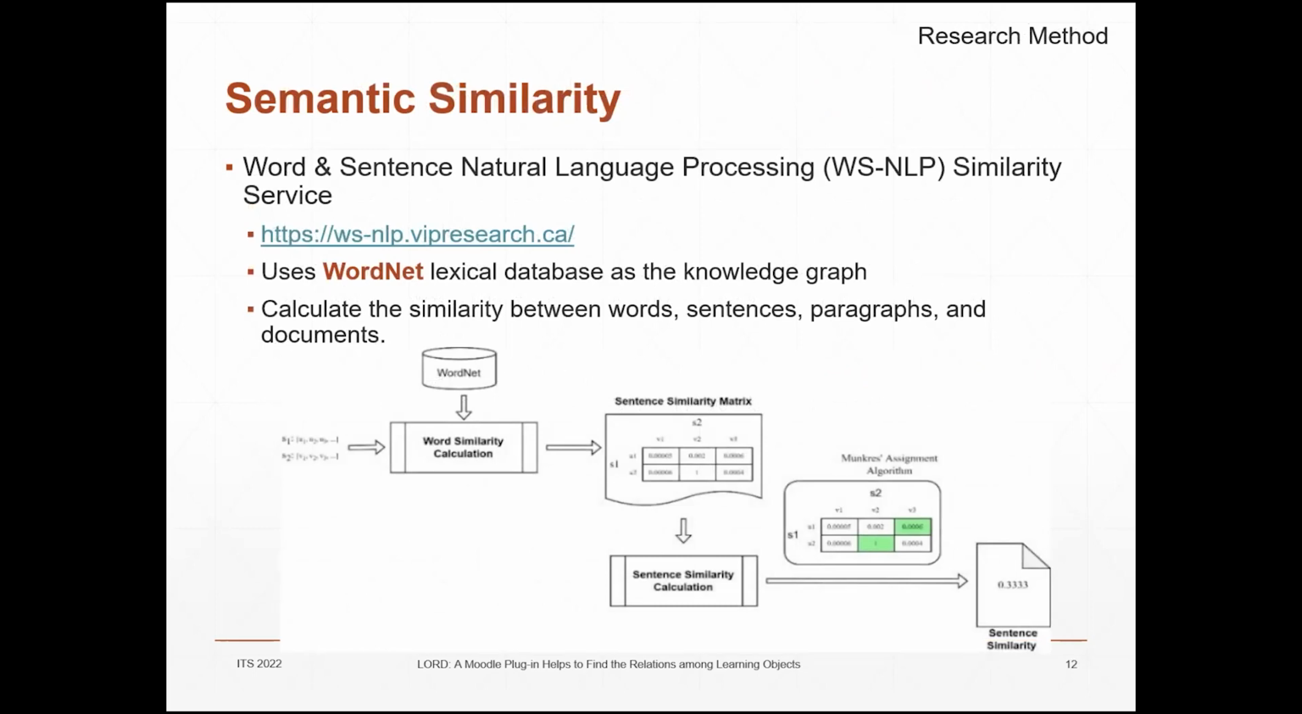What we need to know is how to find the similarity between two learning objects. So what we did is we built a word and sentence natural language processing similarity service. And of course, you can also use our service at the WSNLT on vip.research.ca, and you are welcome to use our service and maybe also give us some feedback. So we use WordNet as the knowledge graph, and then we use this knowledge graph to find the similarity.